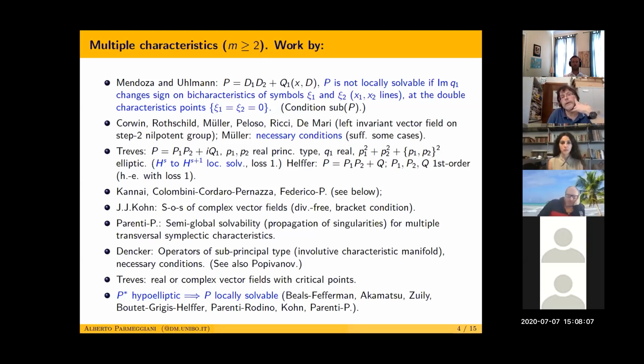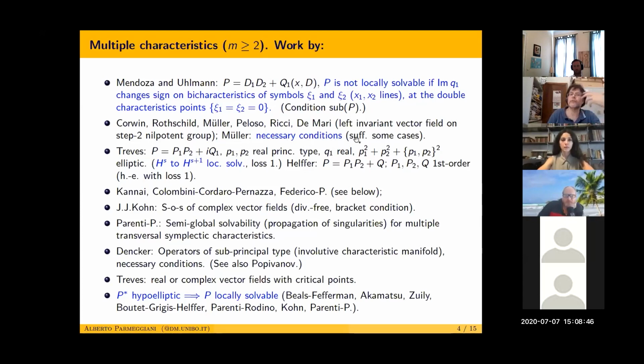More recently, Müller was considering some more general degenerate second order operators for which he gave necessary conditions. Sufficient in some cases, but some cases are completely related again to step 2 nilpotent groups. So I think that's why I'm more interested in necessary conditions, and I want to recall this: it's a condition depending on the principal part. But since the operator is degenerate, that's not enough. So there is a gap from having sufficient conditions also.